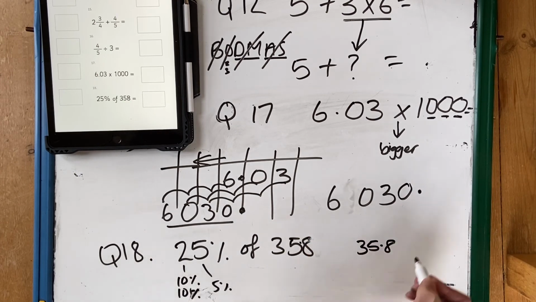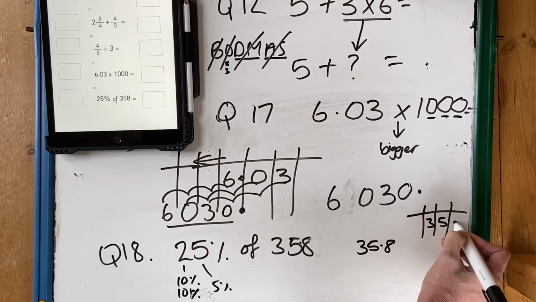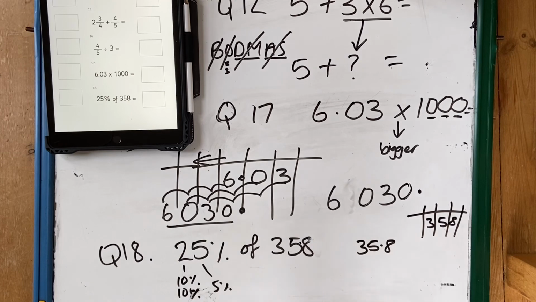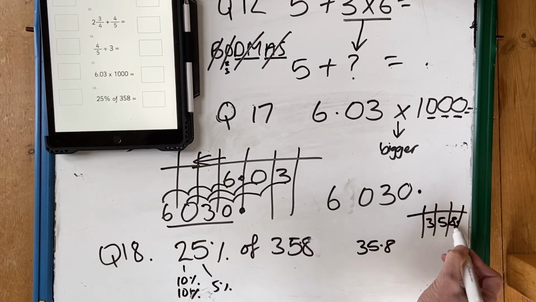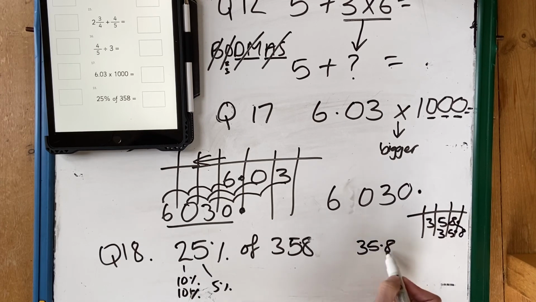so 35.8. Some of you would prefer to use your place value grid. 358 divided by 10, so there's the decimal point, divided by 10, move the digits 1 place, so 35.8. So that's 10%. 20% is 2 lots of 10%, and then 5% is half of 35.8.